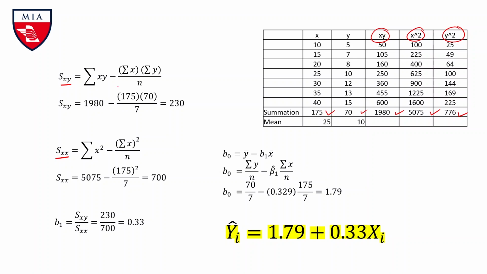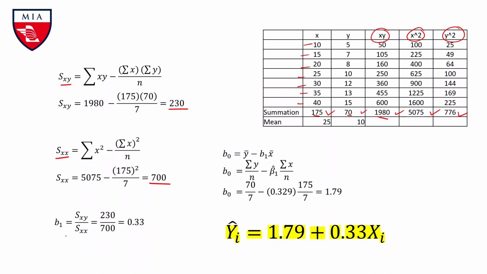Like I said, this is the derived formula of the two. So just substitute the values. Summation of xy here, minus summation of x multiplied by summation of y over n. Our n is 7 because we have 1, 2, 3, 4, 5, 6, 7. So we have Sxy is equal to 230. Sxx, summation of x squared, so 5,075 minus summation of x quantity squared over 7. So we have Sxx equal to 700.